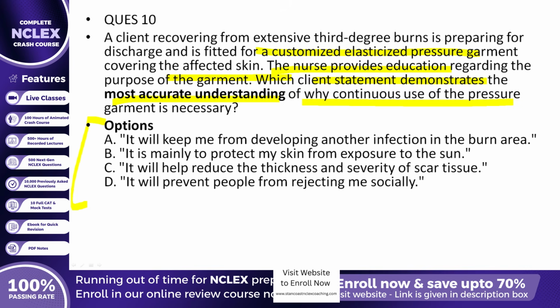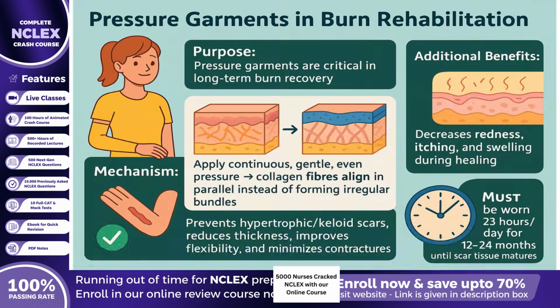The correct answer is Option C, it will help reduce the thickness and severity of scar tissue. This is because pressure garments are an essential tool in long-term burn rehabilitation. By applying consistent, gentle pressure across healing skin, they guide collagen fibers to align in a more organized, parallel manner. This prevents the irregular, raised bundles typical of hypertrophic or keloid scars. As a result, scarring is flatter, more flexible, and less likely to cause contractures that would otherwise restrict movement.